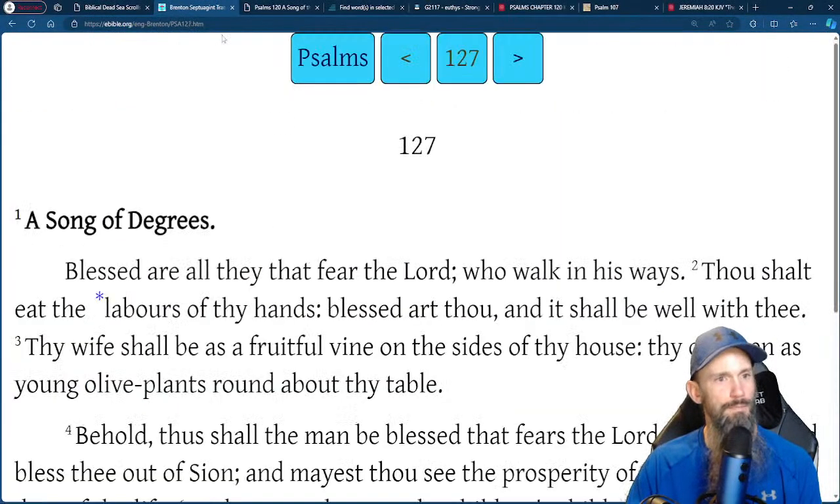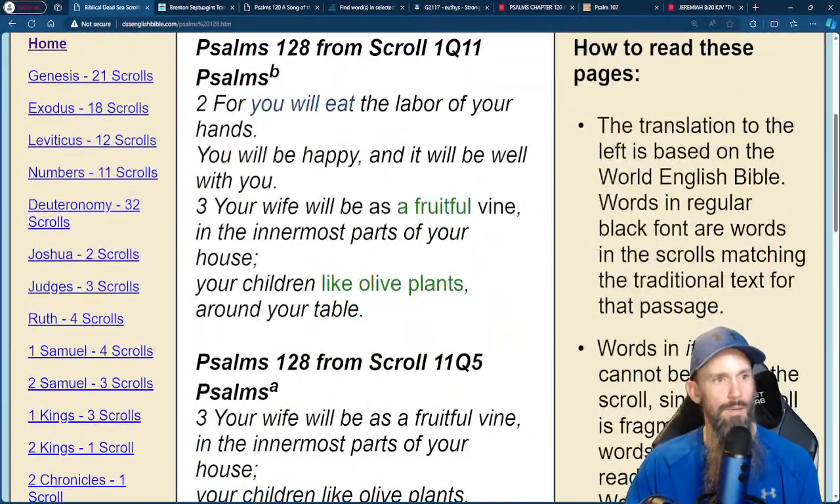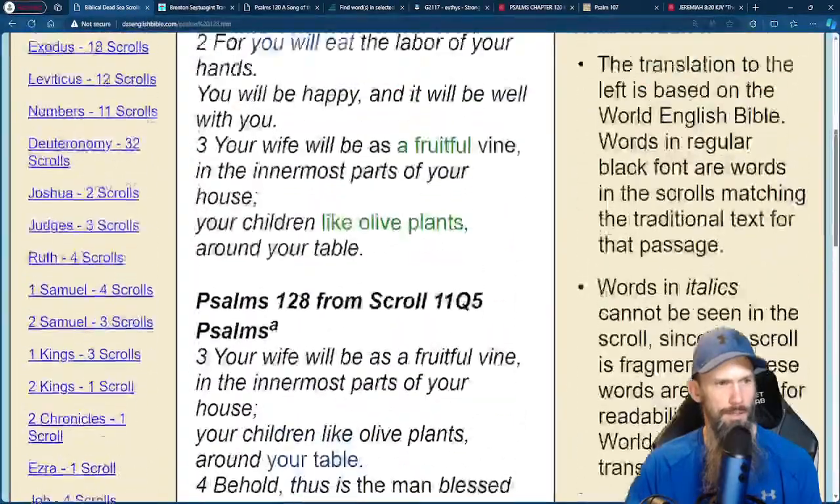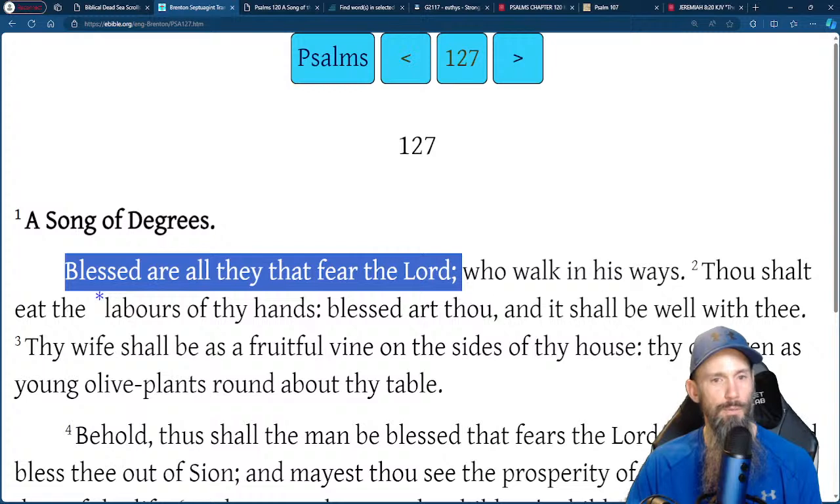Another short one. Crazy where they put some of these chapter breaks at. 128. Song of Degrees. I guess that's why they put them in certain places. Blessed are all they that fear Yahuwah, who walk in his ways. Another interesting thing is you can tell from the Dead Sea Scrolls and some of the Hebrew that the book of Psalms is split into 5 books. But you can't tell it from the English.